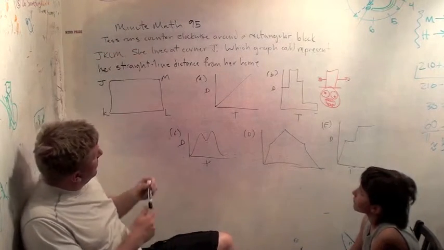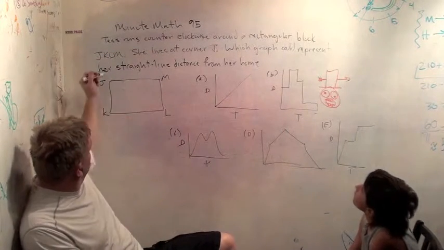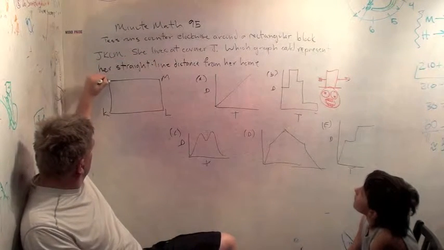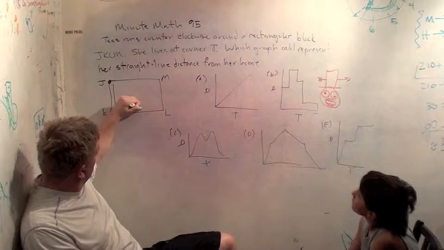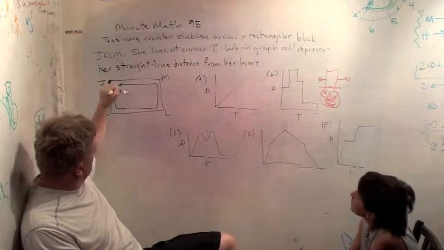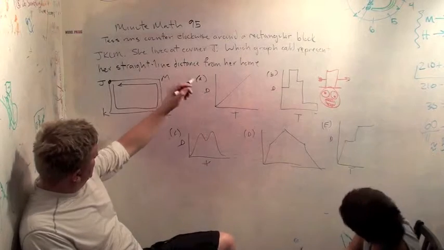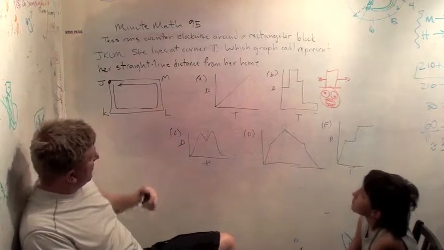Tess runs counterclockwise around a rectangular block, JKLM. So she lives at corner J. She lives here and runs counterclockwise around the block. Which graph could represent her straight line distance from her home?